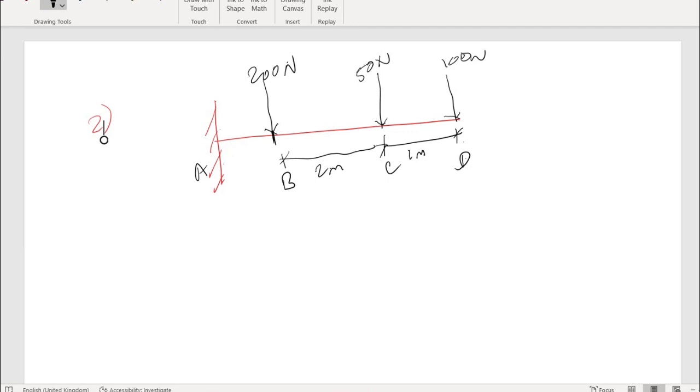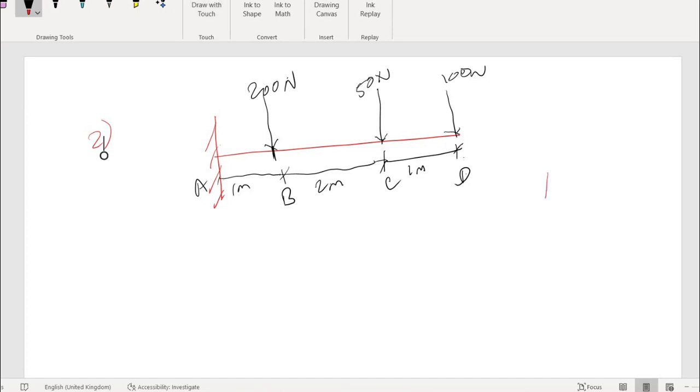You must analyze for this condition. This is again 1 meter. The rules followed are downward positive, right? Downward positive, upward negative. Similarly, hogging and sagging. Go for hogging and sagging. Sagging is positive, hogging is negative, right?